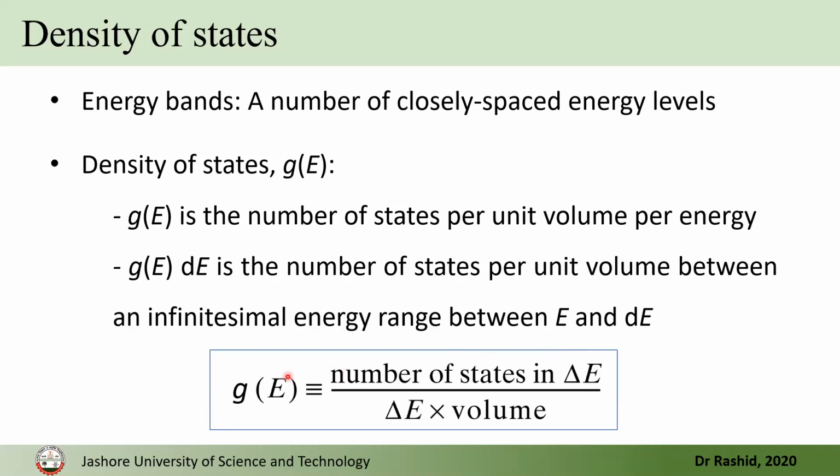So if we write it by definition, it will be like this: the density of state is the number of states in delta E, divided by delta E and volume. This is the density of states. So to know the density of state, we need to know the number of energy states in the energy band.